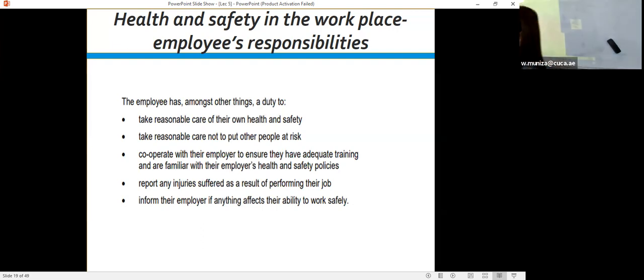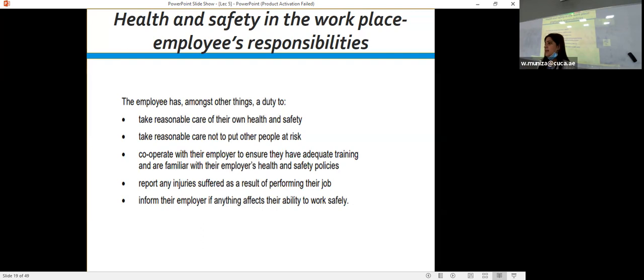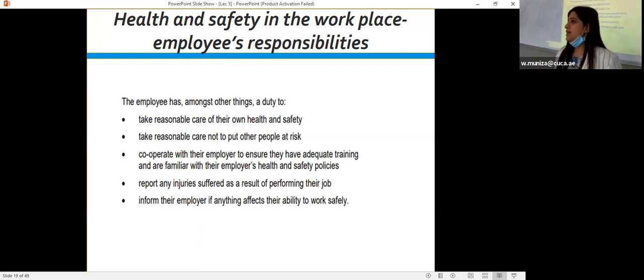So my dear students, the responsibilities of the employees are purely to follow the policies made by the employer and to make sure that they themselves and their colleagues are safe from all the hazards.